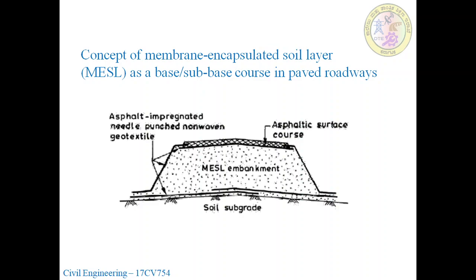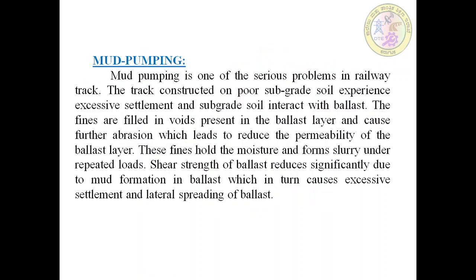Here the asphalt impregnated needle punched non-woven geotextile will be provided at the sides and at the bottom. Sometimes they will provide geomembrane or geocells also, and here the surface will be provided. So this will be the membrane encapsulated soil layer. Between the soil subgrade and the layer, they have to provide the geotextile, whose function here is separation. So this is the cross section.